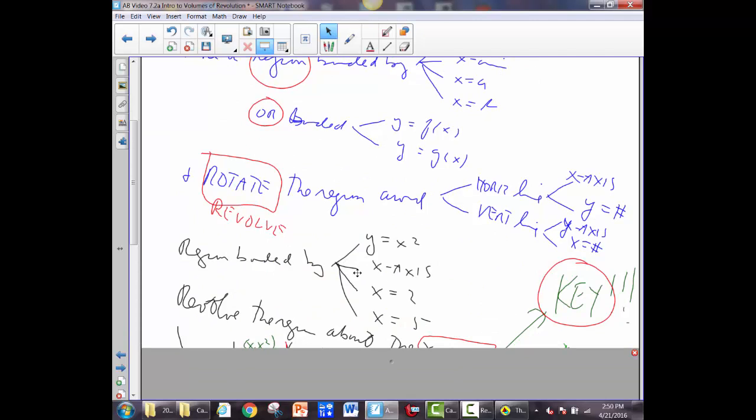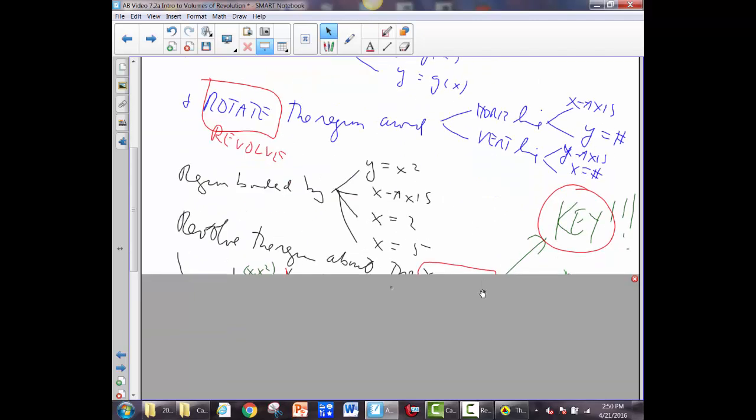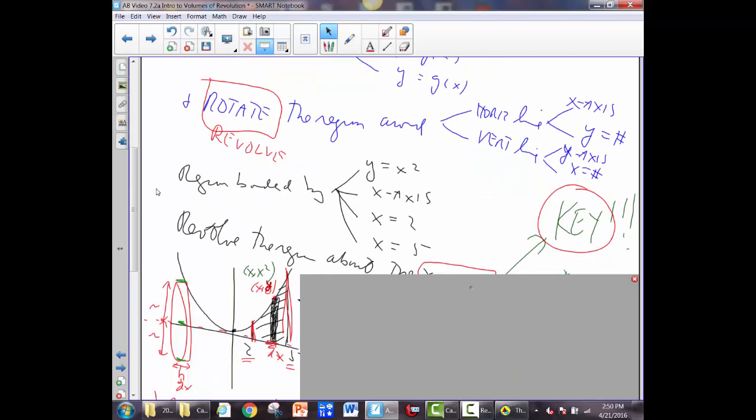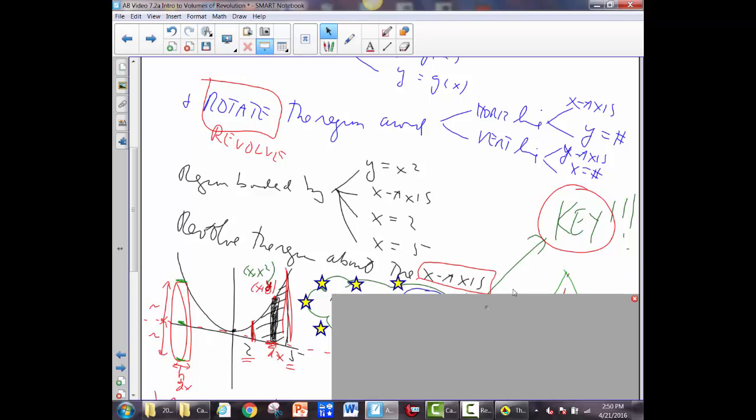So let's take an example. Let's take the region bounded by these 4 things, which is this region right here. So you have y equals x squared, the x-axis, x equals 2, and x equals 5. So it's this striped region right here. Now we're going to rotate it about the x-axis. Well, the x-axis is one of its own borders. So you will have what's called a disk.